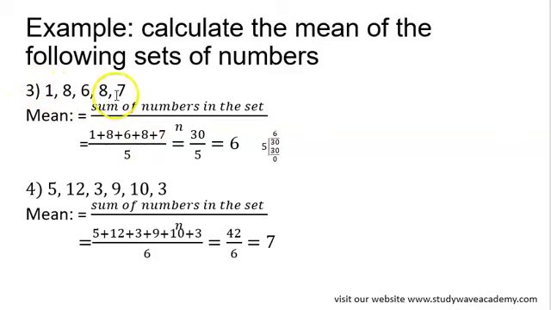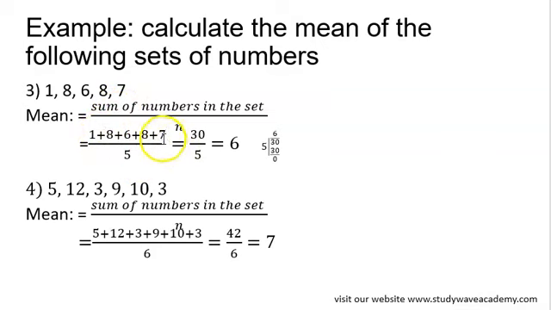We impute our numbers in this set into the formula. We have 1 plus 8 plus 6 plus 8 plus 7 over how many numbers we have here? We have 1, 2, 3, 4, 5. We have 5 numbers here, right? So it will be over 5.